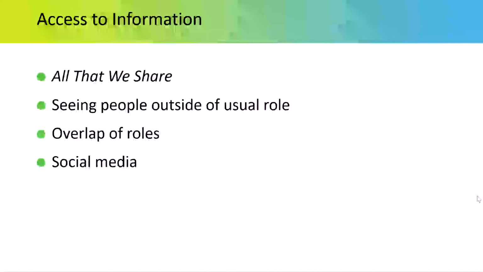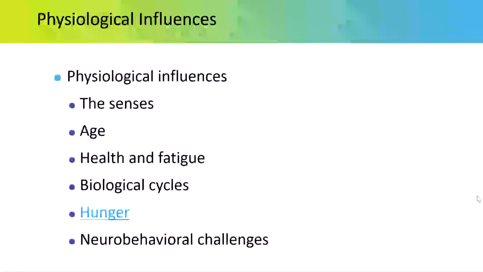So the first one was access to information, but beyond that, we have physiological influences. We're going to see the term physiology or physiological a couple of times when we talk about emotions, when we talk about listening. And so what's important to understand about physiology is it has to do with physical, with the body. So within this, there are many things that can influence how we perceive the world.